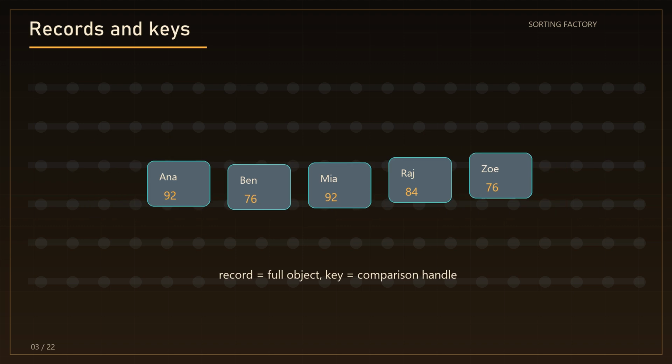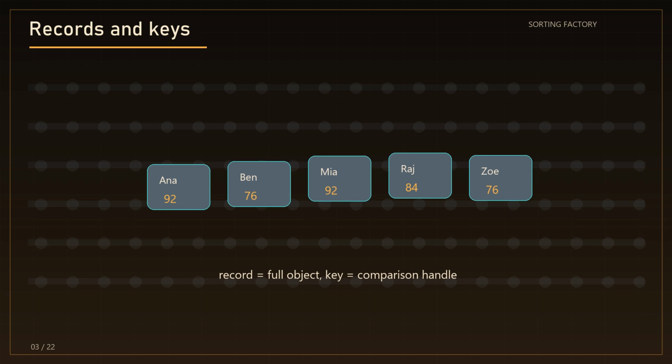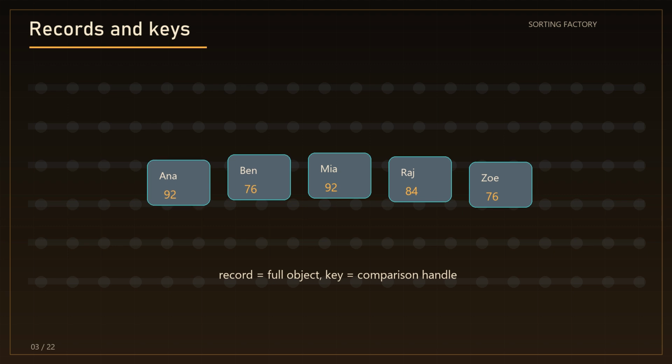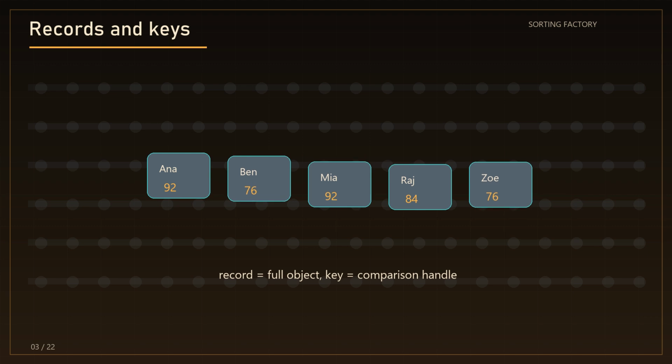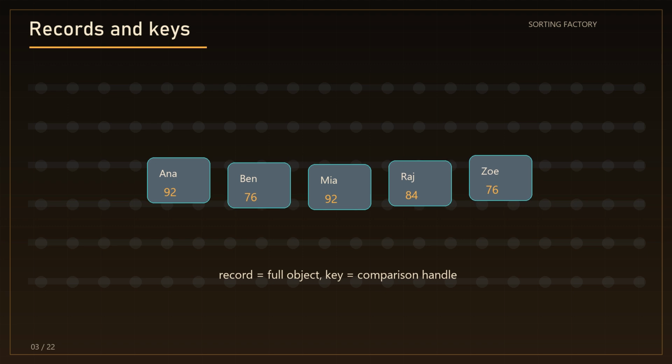First, sorting usually means ordering records by a key. A record might be a student profile, a transaction, or a search result. The key is the part we compare: score, date, price, name, or priority. This matters because two records can have the same key but still carry different information.